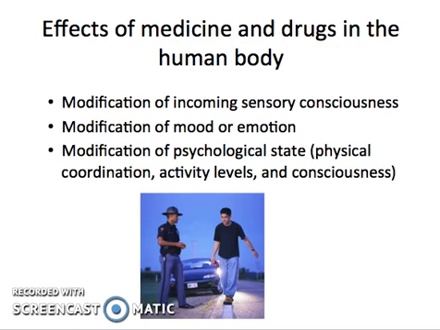The effects of medicine and drugs in the human body. It can cause a modification of incoming sensory consciousness, the modification of mood or emotion, and a modification of psychological state like physical coordination, activity levels, and consciousness. So an example is here, a police officer testing a man that he believes is drunk. So when people are drunk, they lose their physical coordination. So he's testing if the man can walk on a straight line.